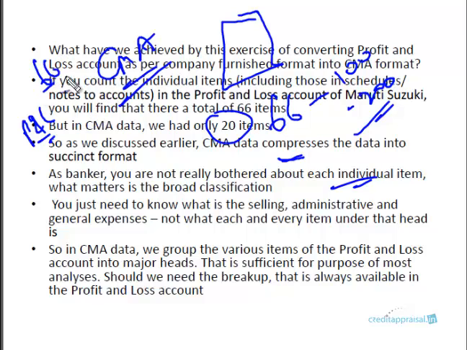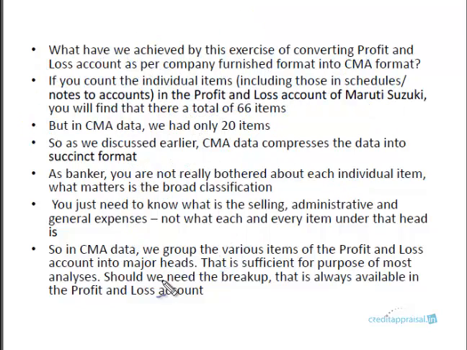In another company, you might find some other items, 85 items, or 120 or 200. But again, we will be converting it into the standard format. So any company P&L account will be converted into a standard format called the CMA data. So in CMA data, what we do, we group the various items of the P&L account into major heads.